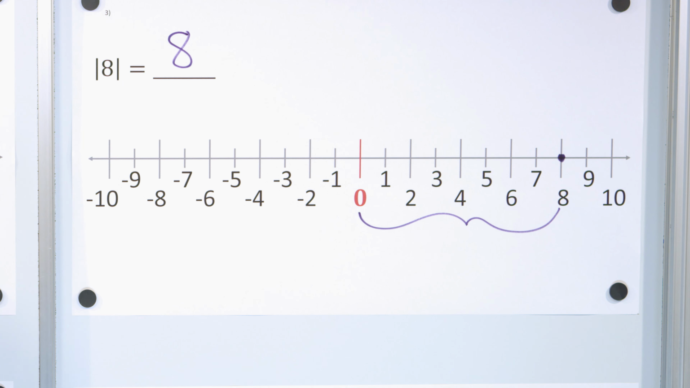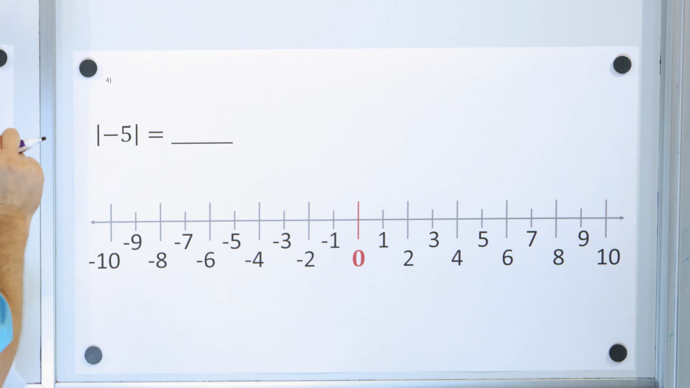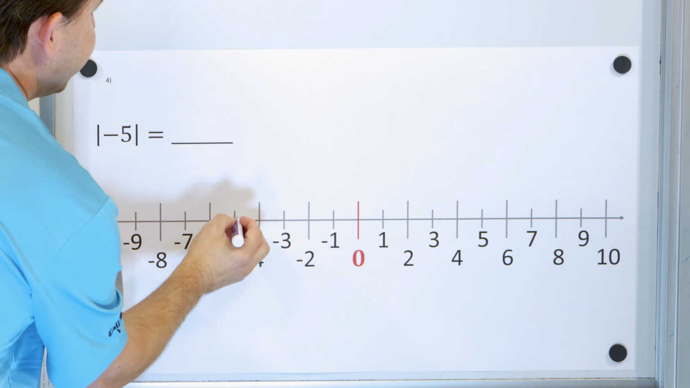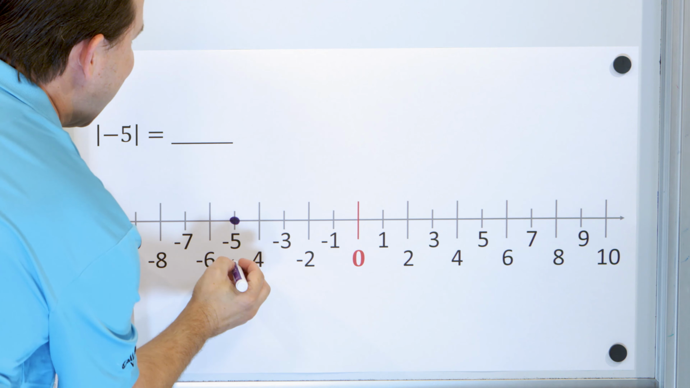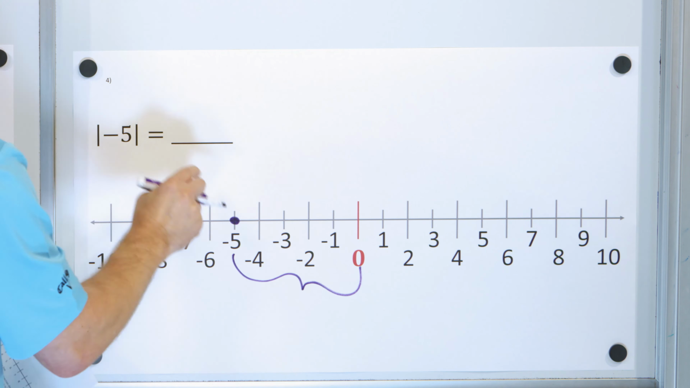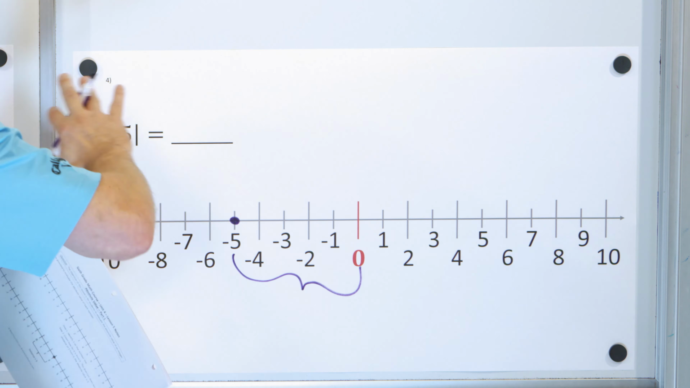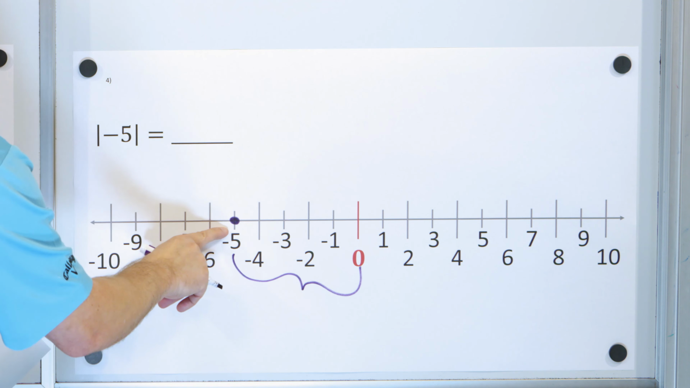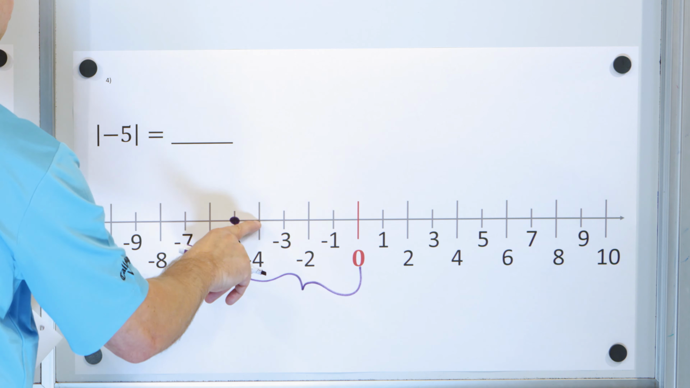But if you have, for instance, the absolute value of -5, you're finding -5 on the number line here, and you're asking yourself, how many distance units is it away from 0? Don't care about the sign, throw the sign away. How many distance units is it? 1, 2, 3, 4, 5.